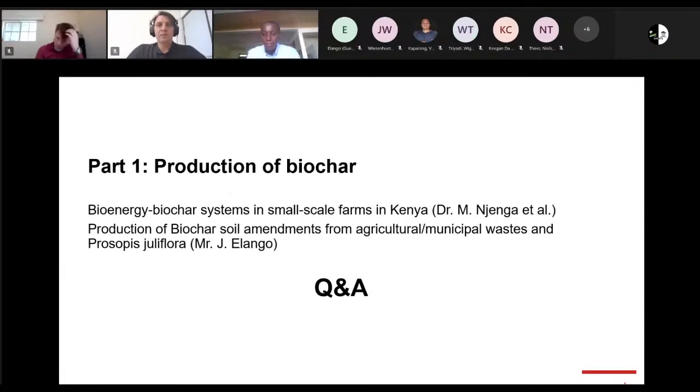So there are economies of scale being applied if scaled up. There is another question from the audience. Which policy needs to be changed at the national level to make maximum use of biochar? Maybe I would like to also invite Mr. Elango to give us his opinion on that question.